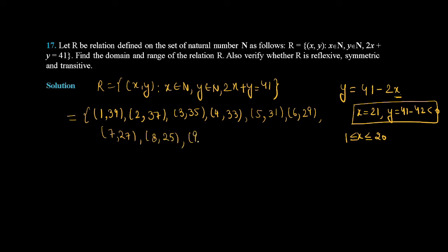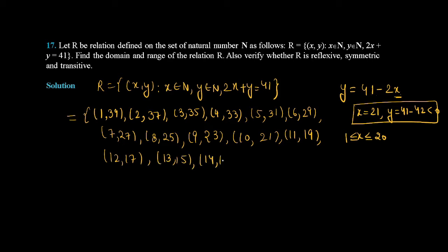For x = 9, this will be 23. For x = 10, 41 minus 20 will be 21. For x = 11, this will be 19. For x = 12, this will be 17. For x = 13, the value would be 15. For x = 14, it will be 13 only. For x = 15, it is 11. For x = 16, it will be 9.